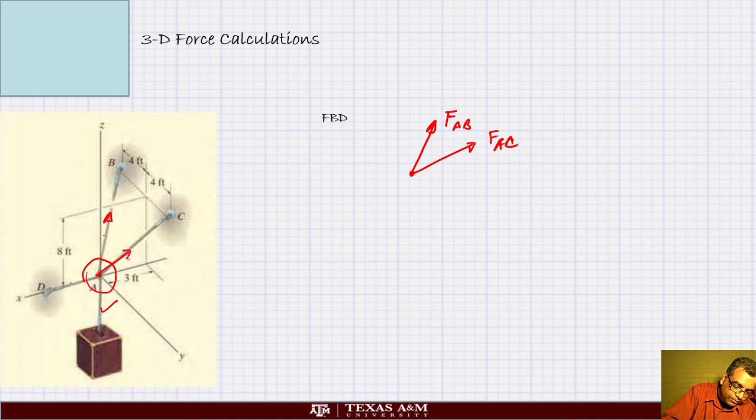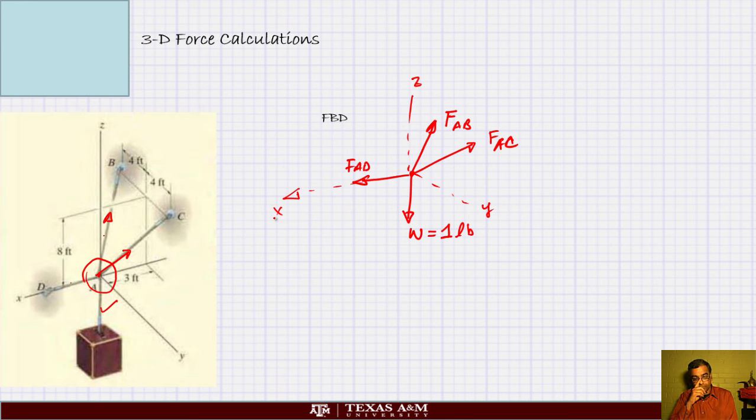That's this one, and then F AD going that way, and then W crate, which is equal to 1 pound. And my coordinate system is going to be Z, Y, X. Right? You got the idea, right? So now we have to find these forces.